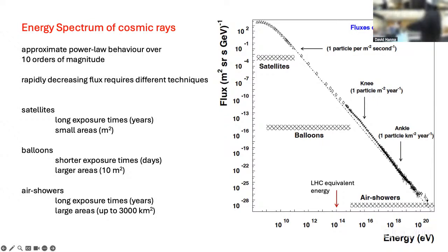That's technical. But the idea is that with air showers, you can get long exposure times. You can run the experiments for years. You have large areas. With balloons, you have shorter exposure times and slightly larger areas than you do with satellites. But satellites are the ones where you can make the cleanest measurements, but they have to be small. You have to get them into orbit. So there's a bag of tricks, and they've all been used, and that's our understanding of the energy spectrum.